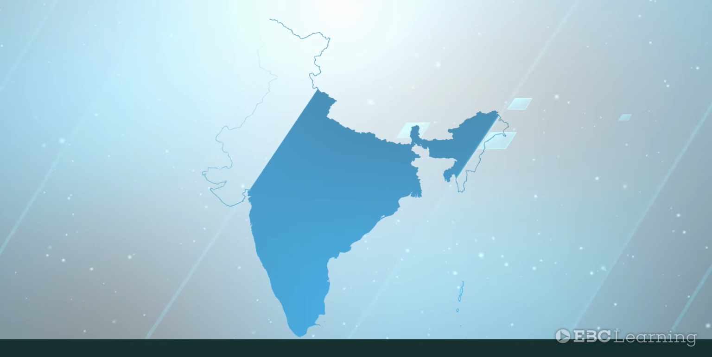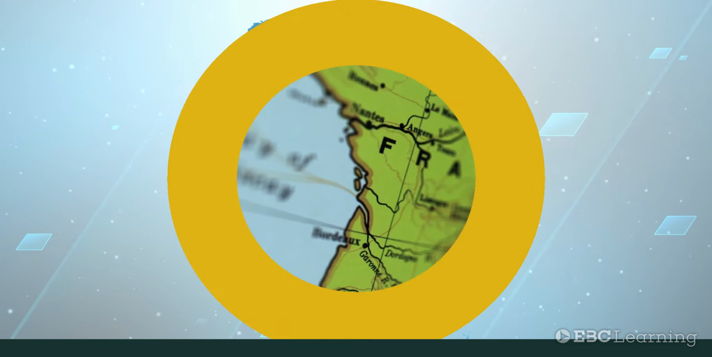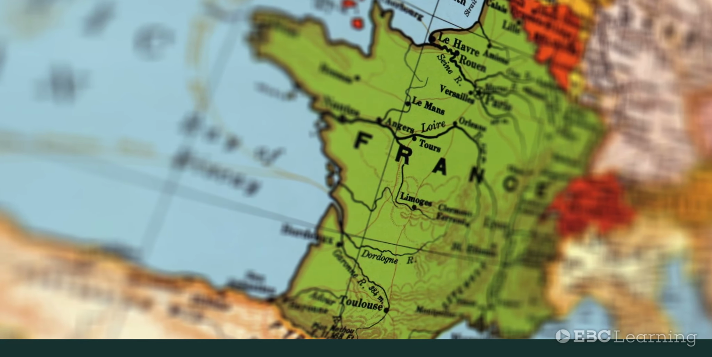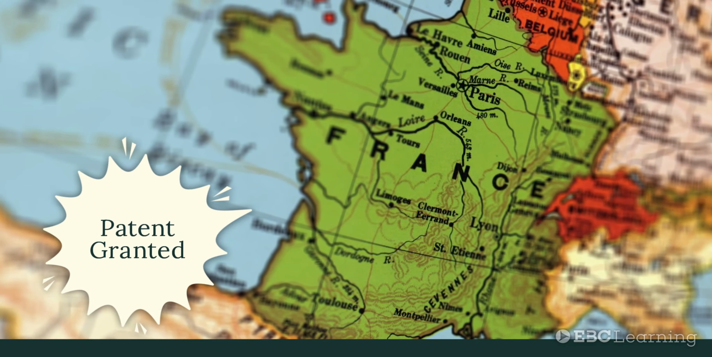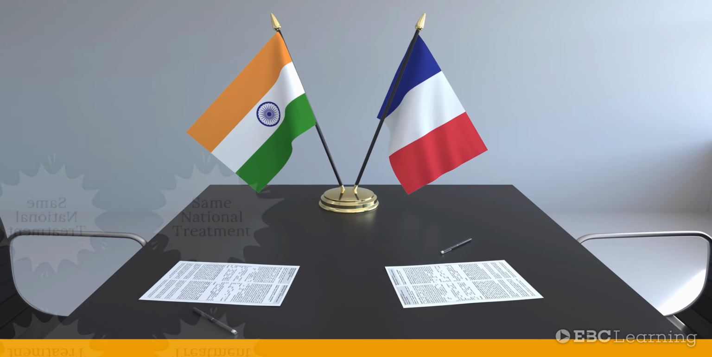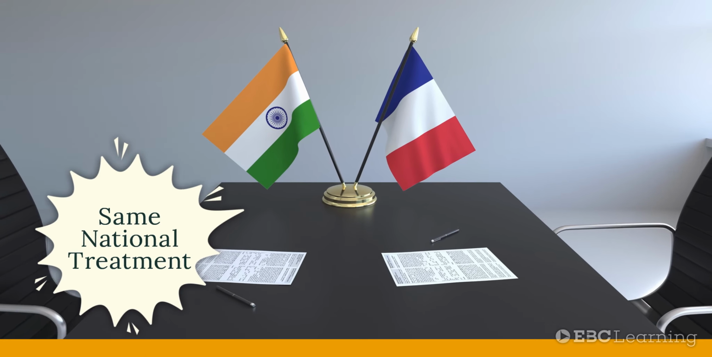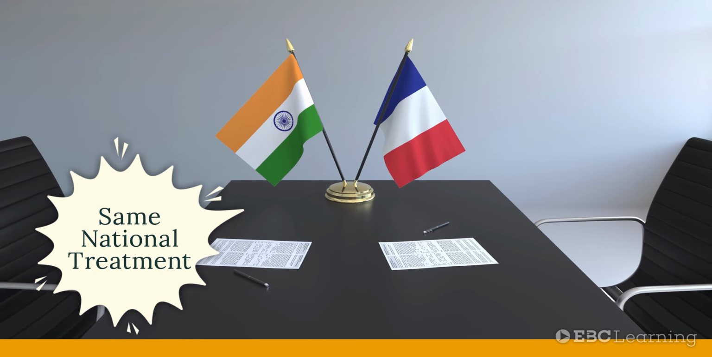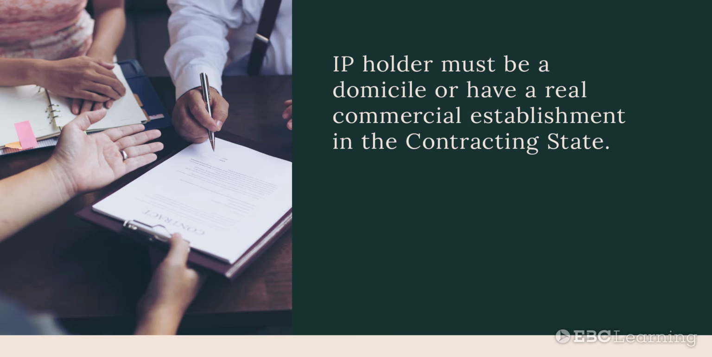So if I, as an inventor, wish to apply for a patent, I would have to apply in my home country, that is India. Suppose I have a franchisee or an establishment in a contracting state, say France, and if I am granted a patent for the same invention, then I would be entitled to the same national treatment under the convention as would be granted to its citizens. However, the important requirement is that the IP holder must be a domicile or have a real and effective industrial or commercial establishment in the contracting state.